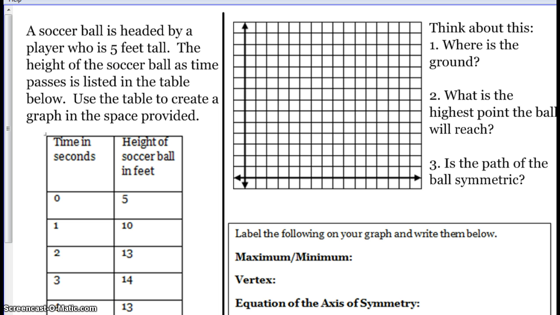All right, so first we're going to introduce the quadratic function with a real-life scenario. And when we're thinking about the sport soccer, you see the ball go up in the air sometimes, and sometimes it stays on the ground. But in this example, we're talking about a ball that's been headed by a player who's 5 foot tall. So it's in the air.